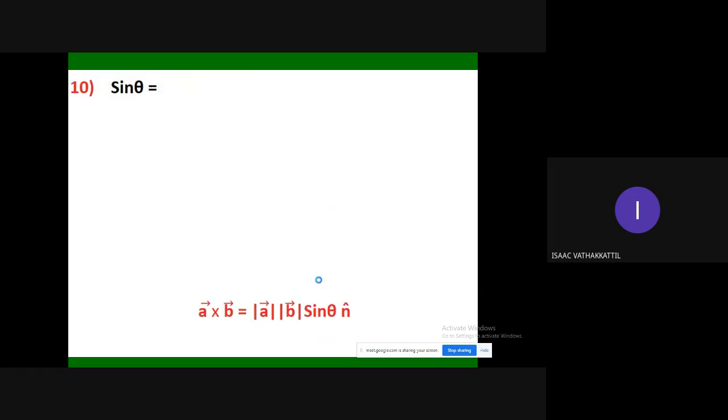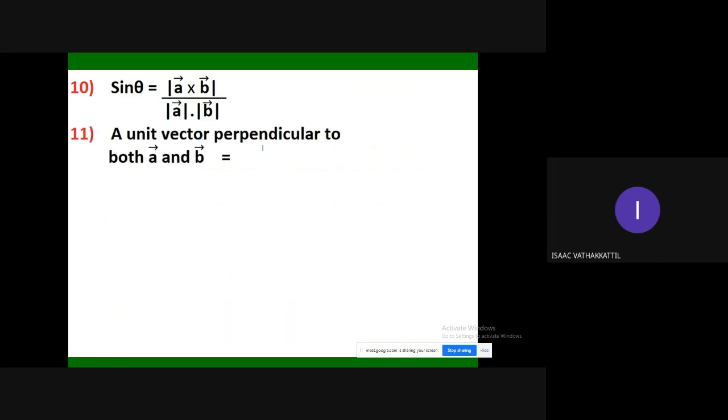Sine theta will be magnitude of A cross B upon magnitude A magnitude B. This theta will give only the acute angle. A unit vector perpendicular to both A and B is the unit vector in the direction of A cross B. It will be A cross B upon magnitude of A cross B.